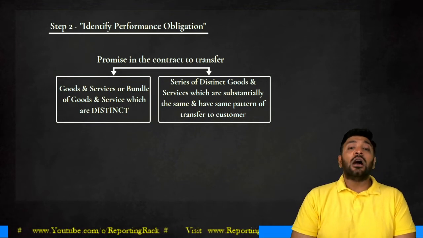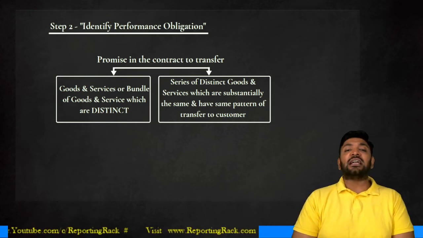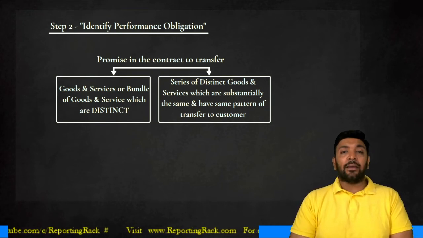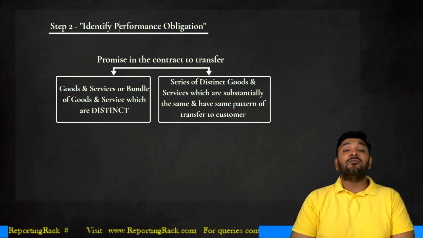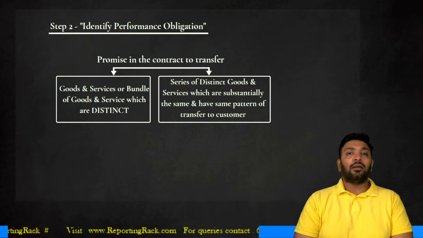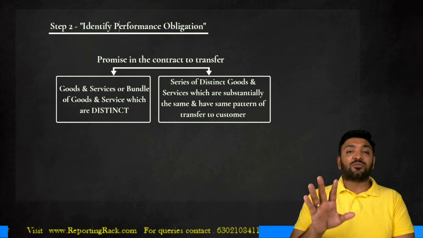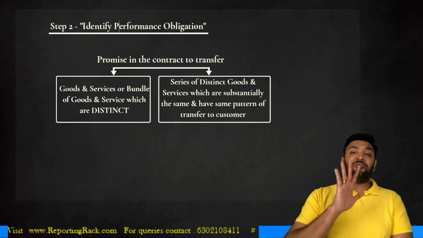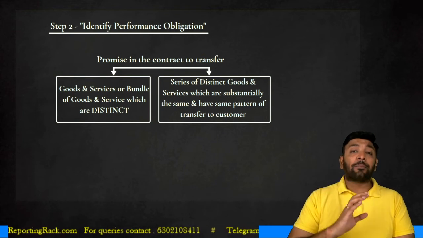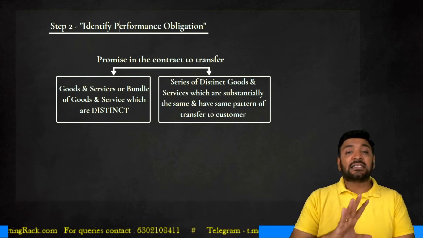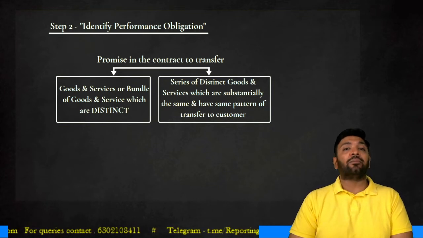What is it saying? A promise to transfer goods and services or a bundle of goods and services which are distinct. When can I say that there are multiple goods and services in the contract which are distinct from each other? I will say that the contract has multiple distinct goods and services only if such goods and services can benefit the customer by itself. By itself, the good can give a benefit to the customer.